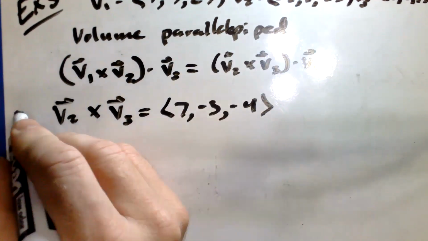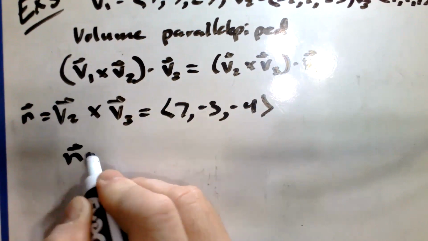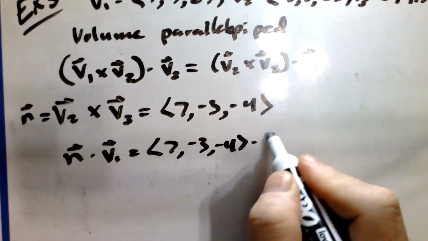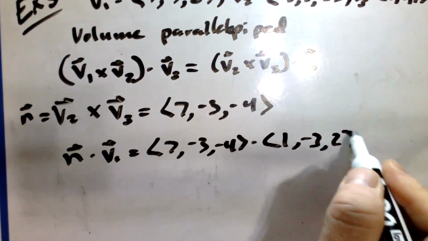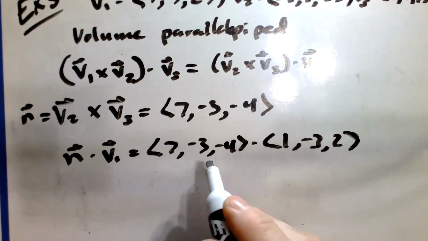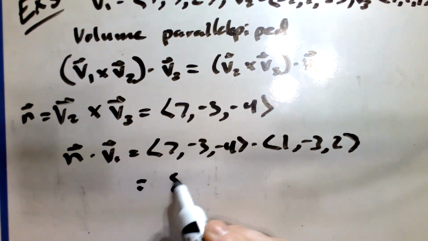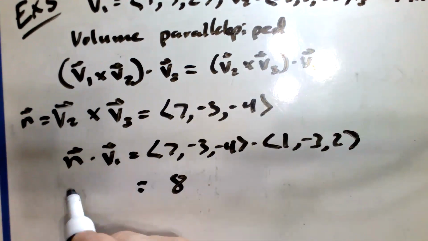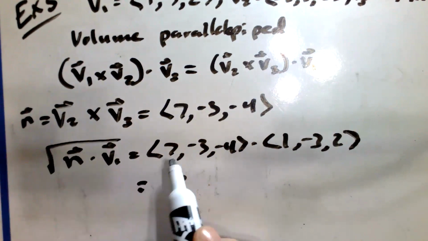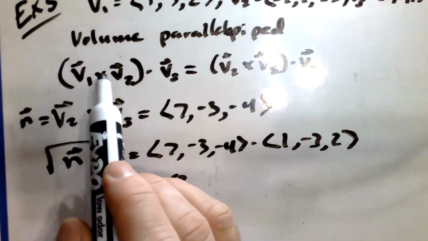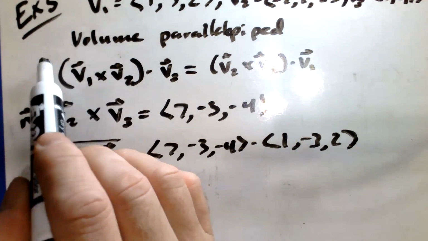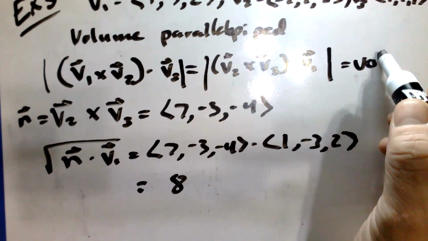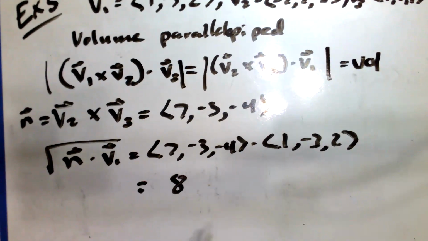So this is, I would call it, my normal vector. I'm going to dot my normal vector with V1. So I get 7, -3, -4, dotted with 1, -3, and 2. When I do that dot product, I get that this result is 8. And then the magnitude of this is the last part. I guess it should be stated that these are in magnitude. This is equal to the volume. That's what the box product is saying in the lemma in the notes there.